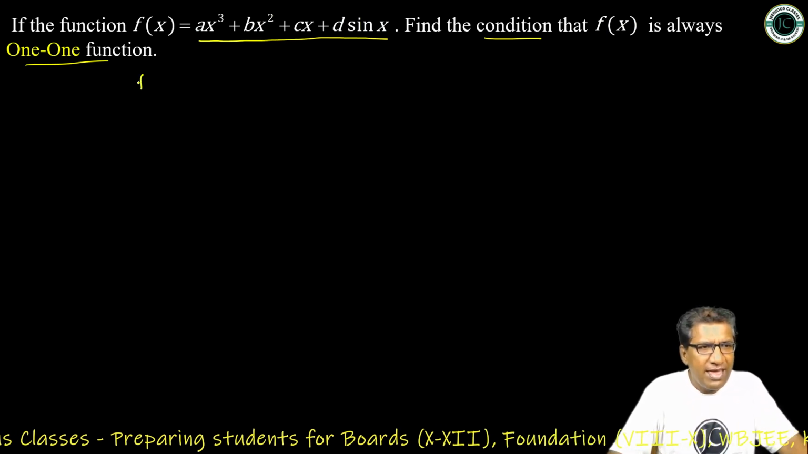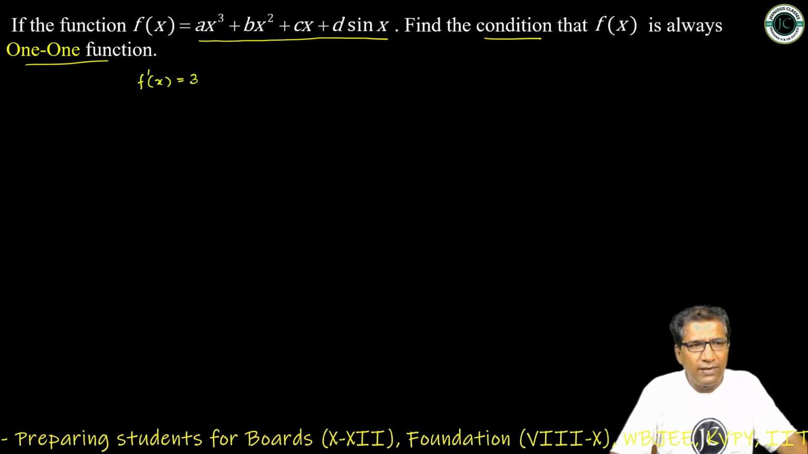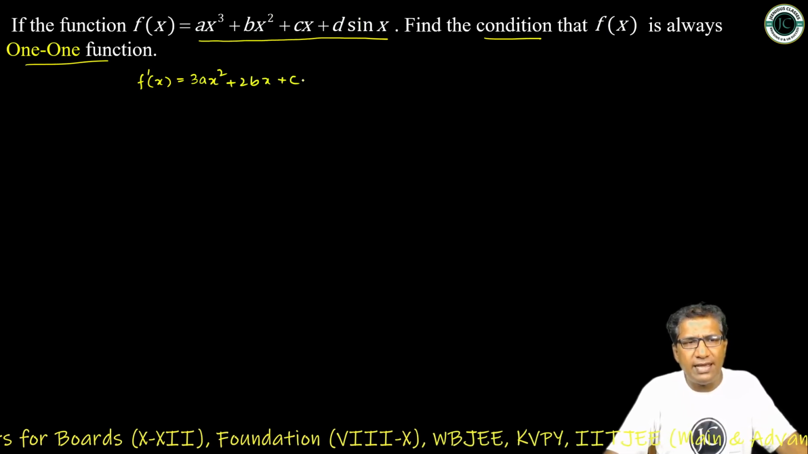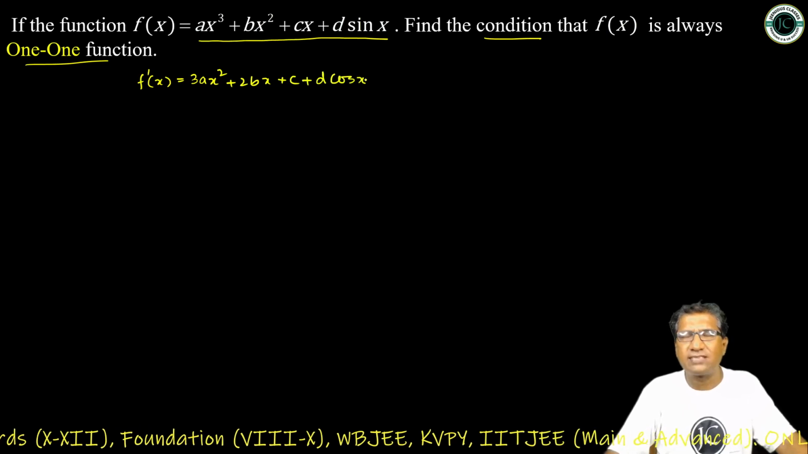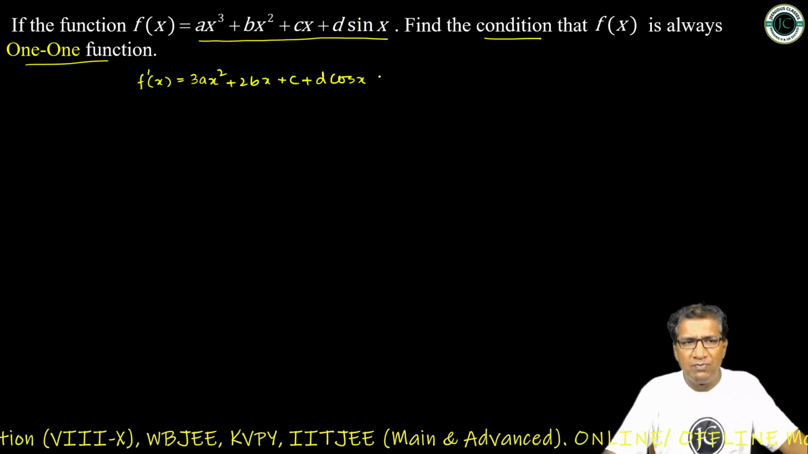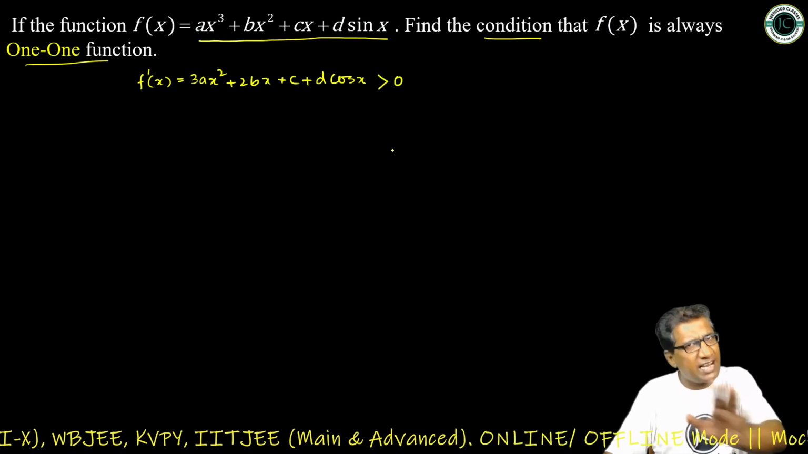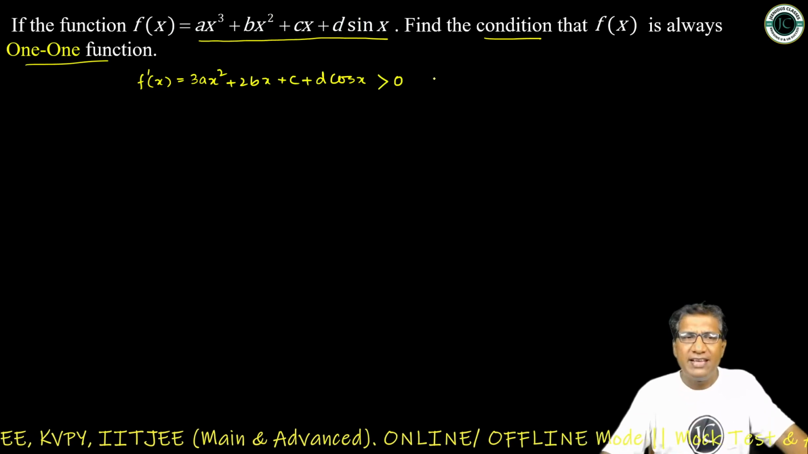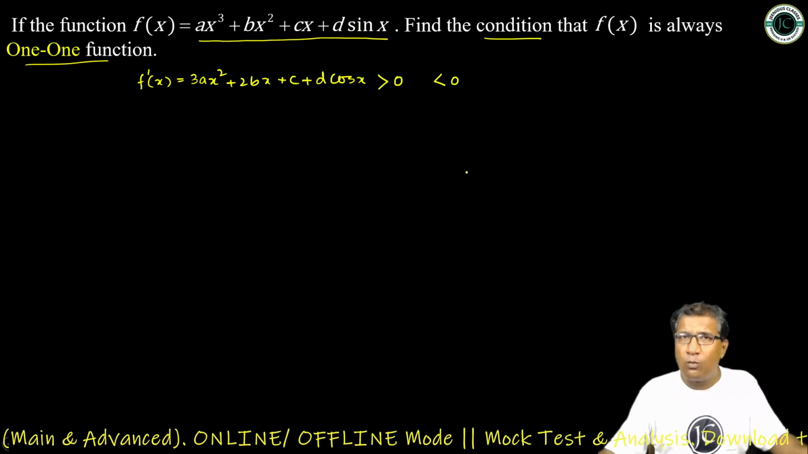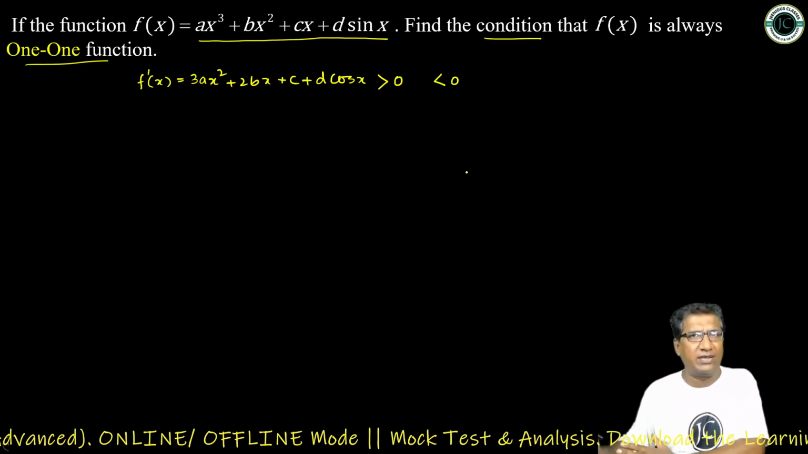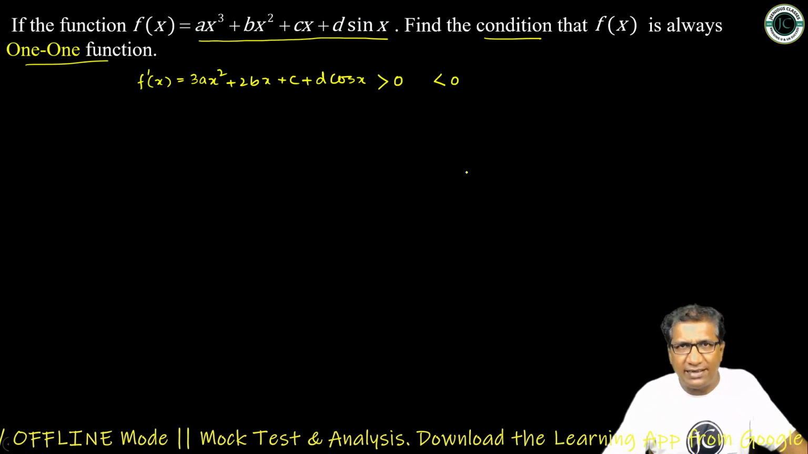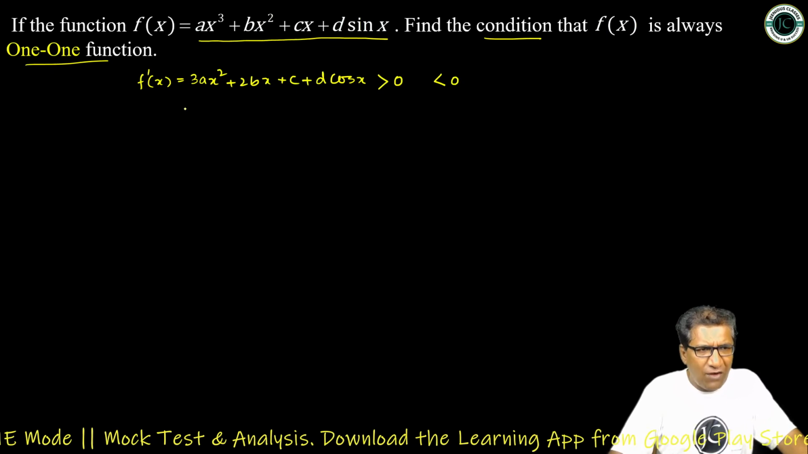Check it. f dash x is how much? It is 3ax squared plus 2bx plus c plus d cos x. This is the derivative of the given function. Now this function can be strictly increasing, that is f dash x is greater than 0, or it can be strictly decreasing, that is f dash x is less than 0, because we don't know whether the curve will be increasing or decreasing. So both the cases we have to consider to find out the condition. Is it clear?